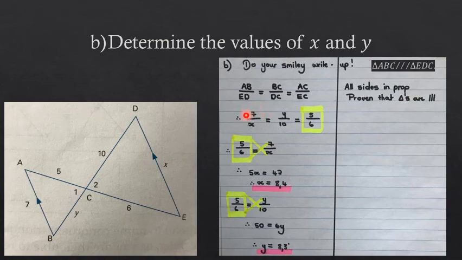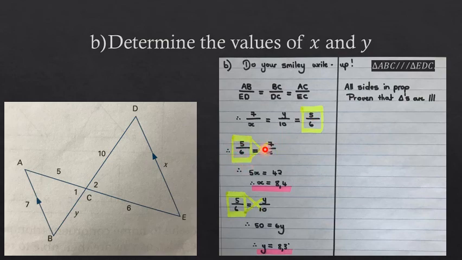I've already proven that those triangles are similar, which means that all sides are in proportion. Okay, then all you do is replace the values. AB is 7 over ED. ED is X, is equal to BC. Where is BC? Over there is Y, over DC. DC is 10, is equal to AC, which is 5, over EC, which is 6. Okay, there's my link. Why? Because I've got the top and the bottom value. 5 over 6.